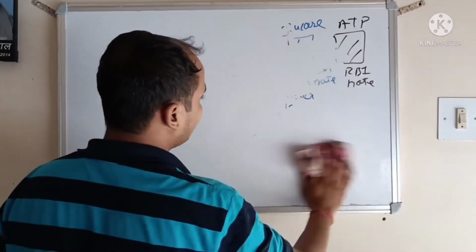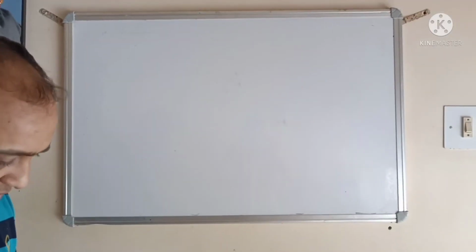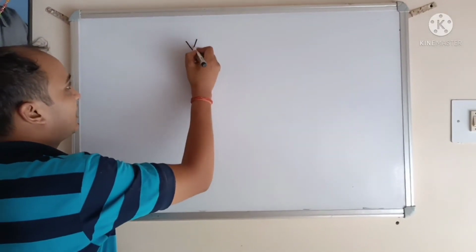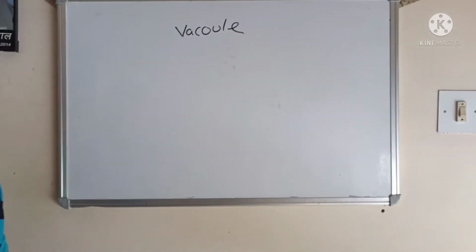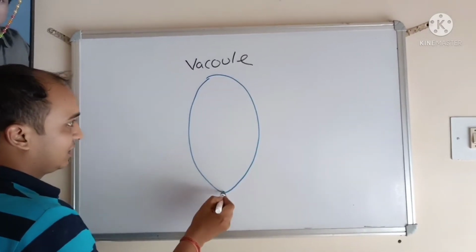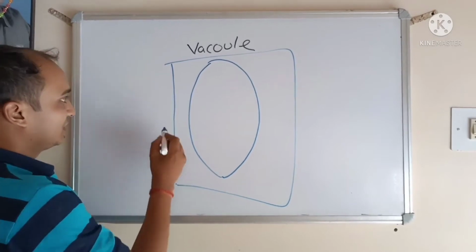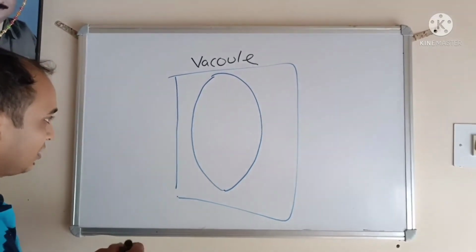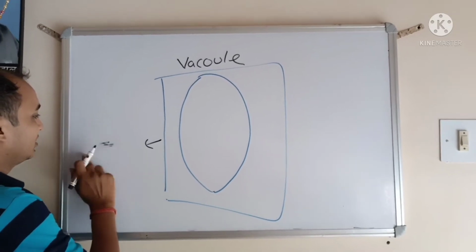Now next thing we will study about vacuole. So the vacuole is present in the plant cell. It is centrally located and single. If this is a plant cell, this is cell wall. We know this is a cell wall.